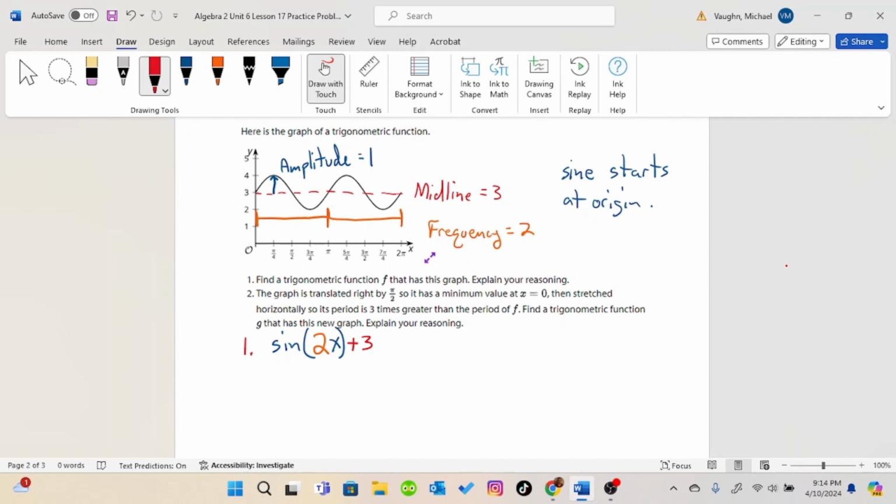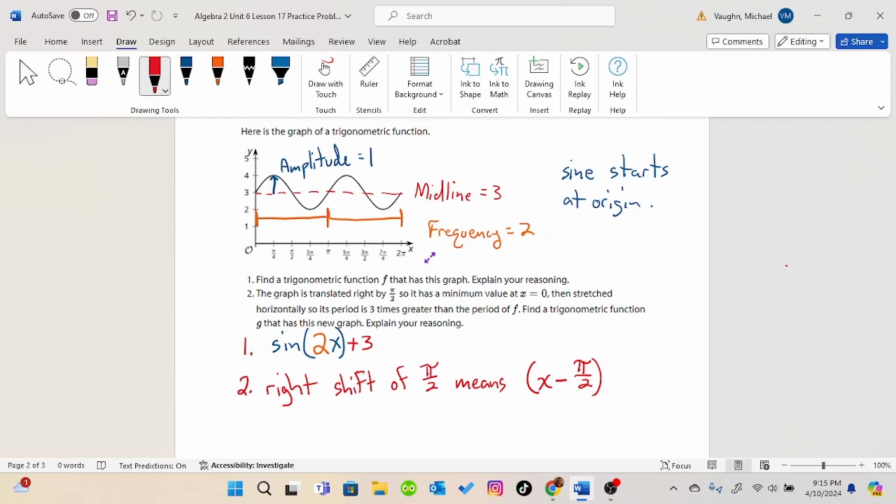Number 2. The graph is translated right by pi over 2, so it has a minimum value at x equals 0. Then stretched horizontally, so its period is 3 times greater than the period of f. Find a trigonometric function g that has this new graph and explain your reasoning. So for number 2, a right shift of pi over 2 means x minus pi over 2.